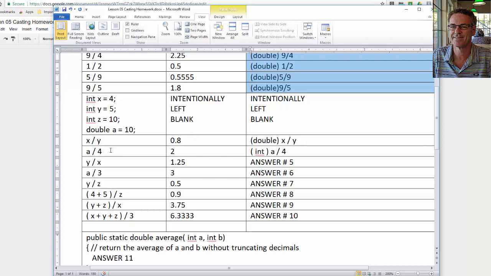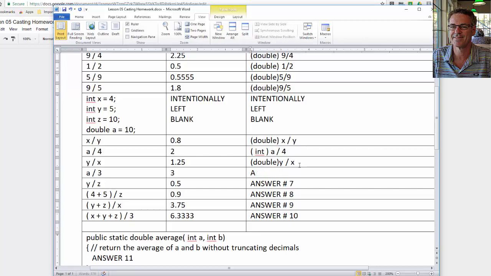Down below, y over x, we want to be 1.25. y and x are both ints, so we're going to have to cast to fix it. So we can do double y over x. That's all I wanted you guys to do. That was it.